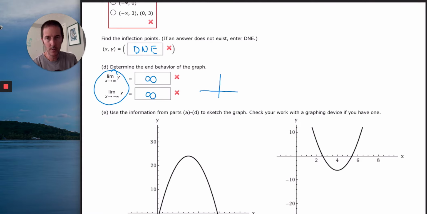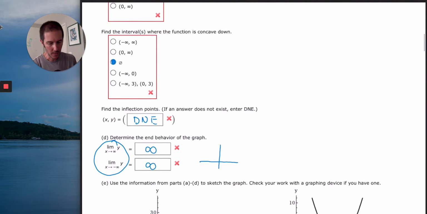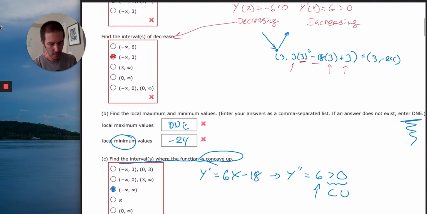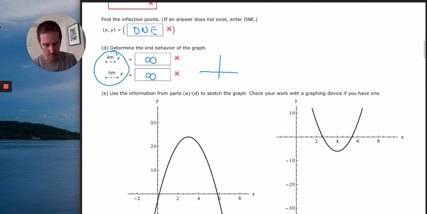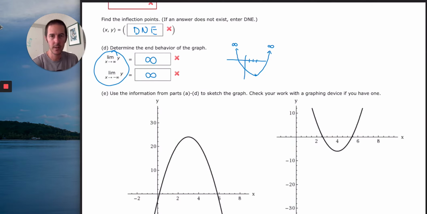I don't know exactly where this parabola is. Well, the one thing I know is that I've got a local minimum at 3, negative 24, so that, on a parabola, is going to be the vertex, 3, negative 24. And so we can see that this is heading up toward a positive y value, or a y value of positive infinity in both cases, as we go really far left and really far right.